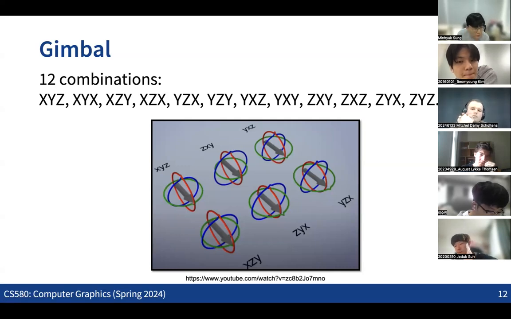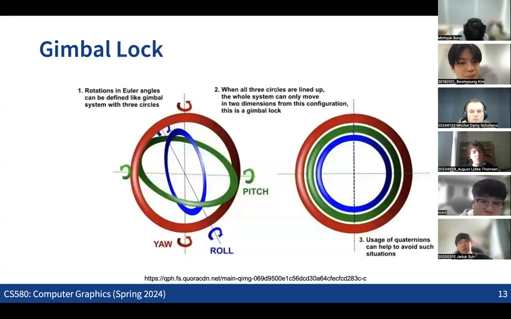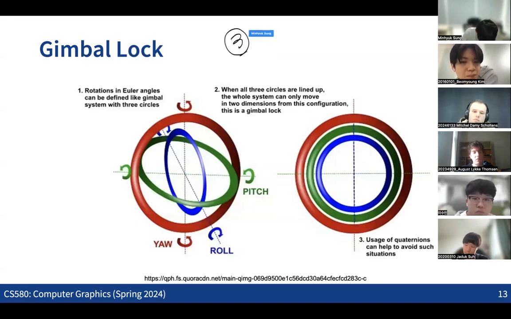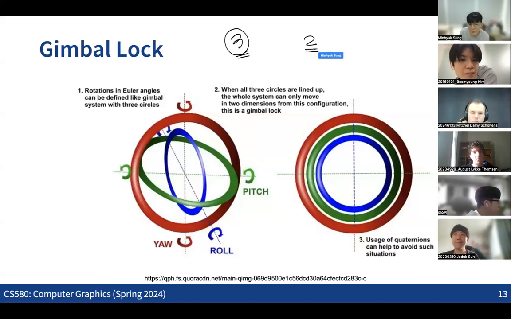But the interesting thing about this hardware implementation of the Euler angles is that there is a limitation, which is called the gimbal lock. So what's the problem of the gimbal lock? The idea is that we have these three numbers to represent all the possible 3D rotations, right? Which means that if we fix one of those parameters, then we will still have 2 degrees of freedom, right? We can still cover 2 degrees of freedom of the rotations.